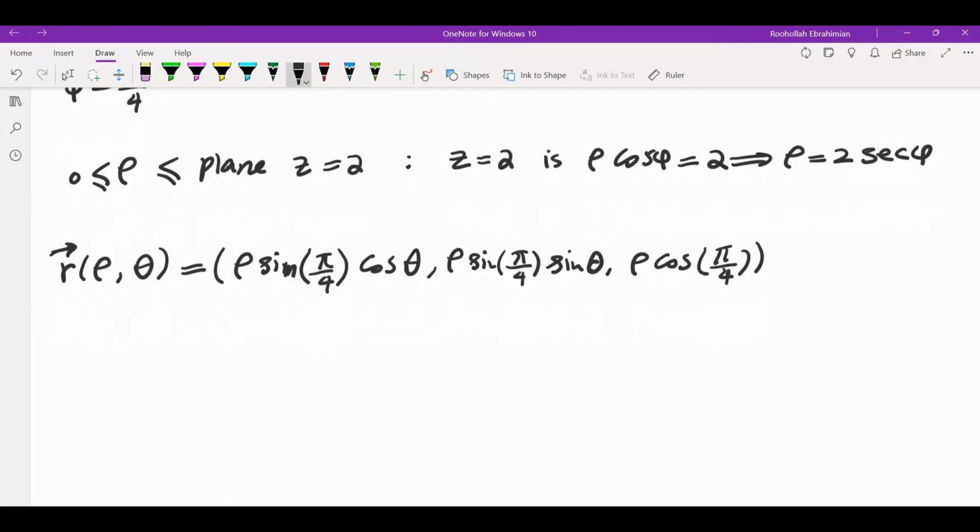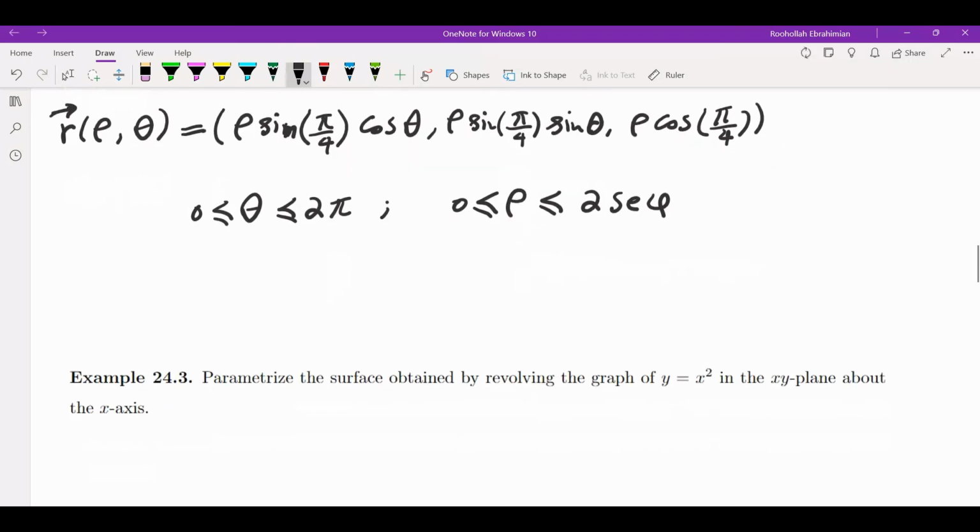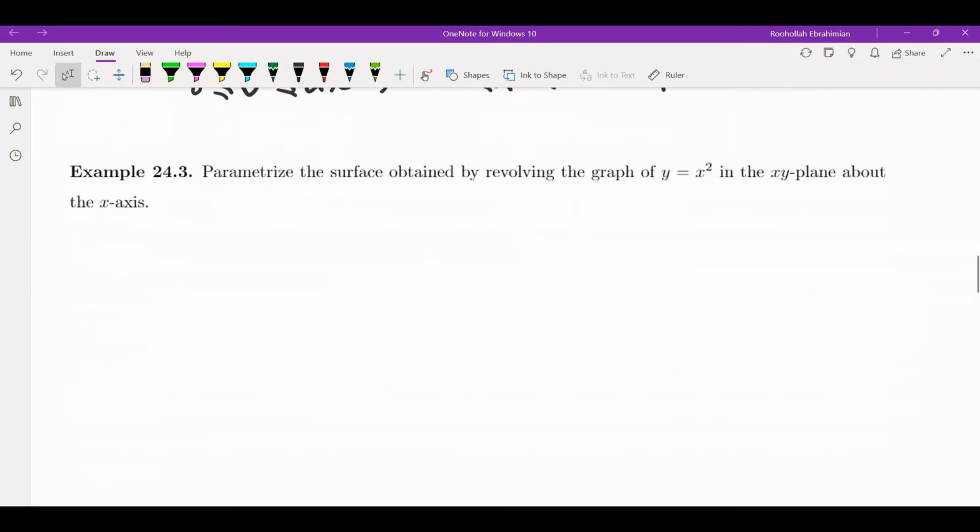And again, we have to write down the limits of the parameters. So theta is from 0 to 2 pi because we have points in all different quadrants. And rho goes from 0 to 2 secant of phi. So this is the second parameterization for the same surface. Okay, so let's look at the next example.